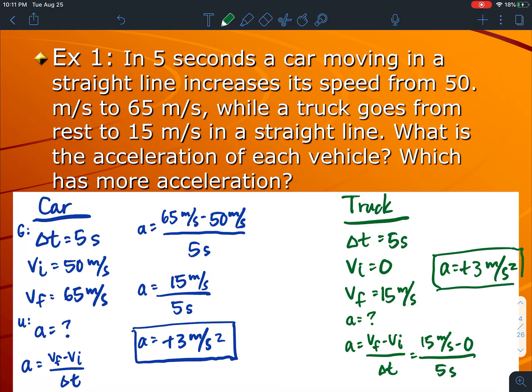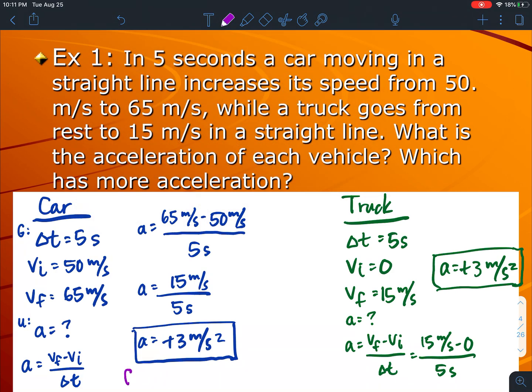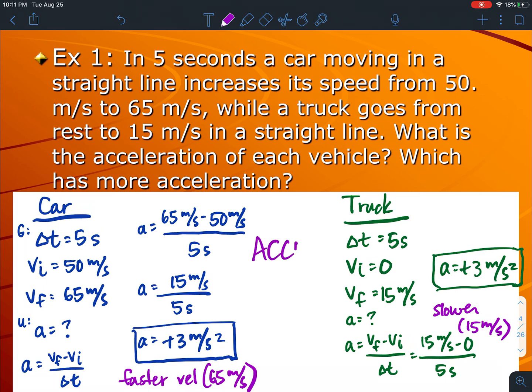The car is definitely going faster, right? If we're comparing velocities, the car has a faster final velocity of 65, and the truck is slower because it's only at 15 meters per second at the end of the problem. However, the accelerations were the same. So what's the difference here?